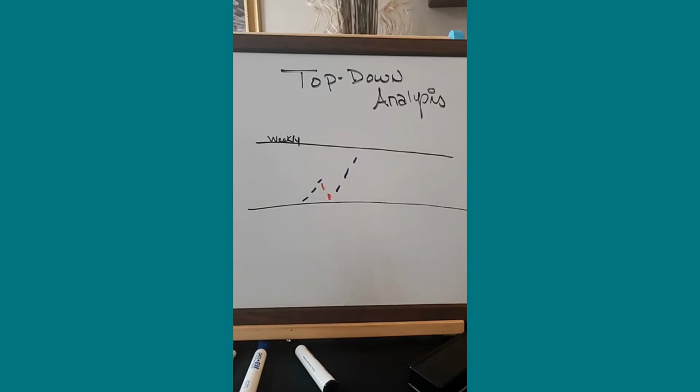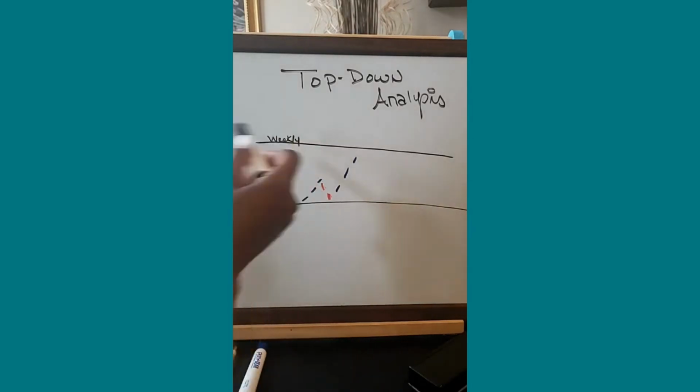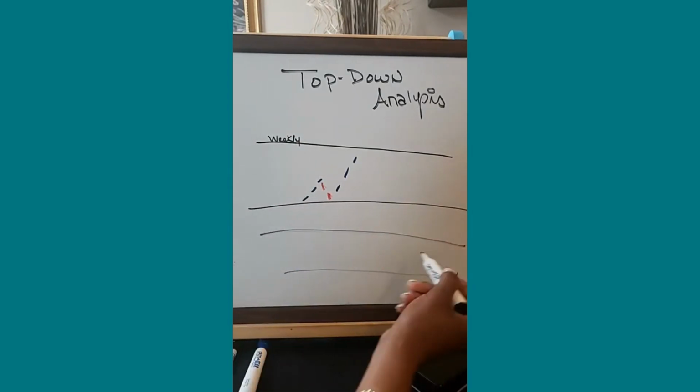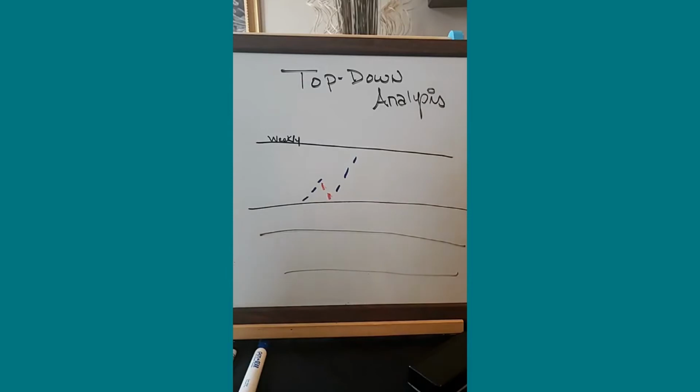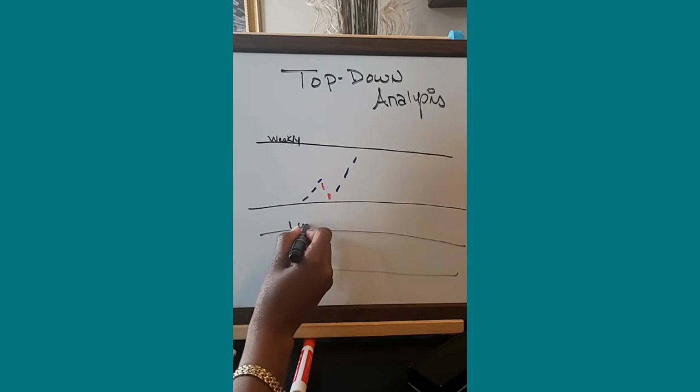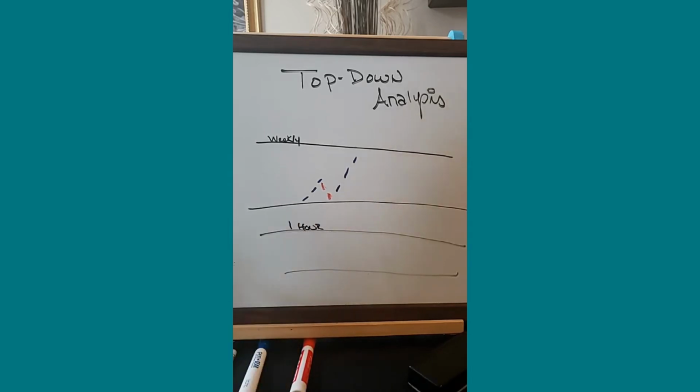So I'm going to give you a scenario. Okay, this is my weekly chart. Why am I steady grabbing this marker that doesn't work? And this is my 1 hour chart.